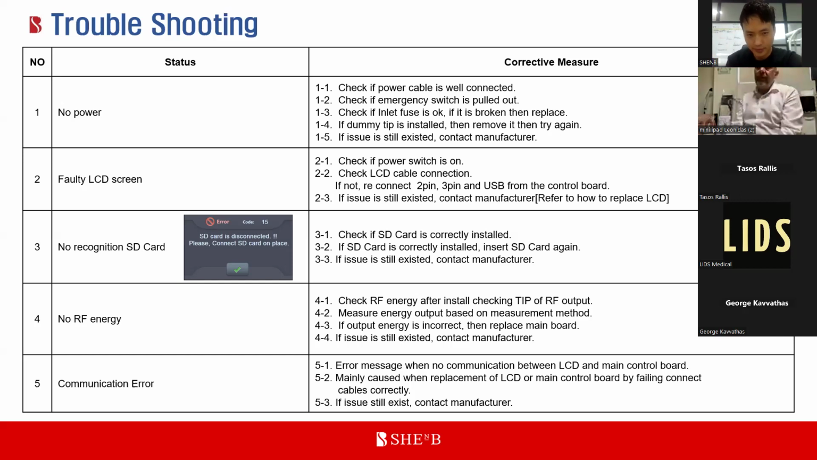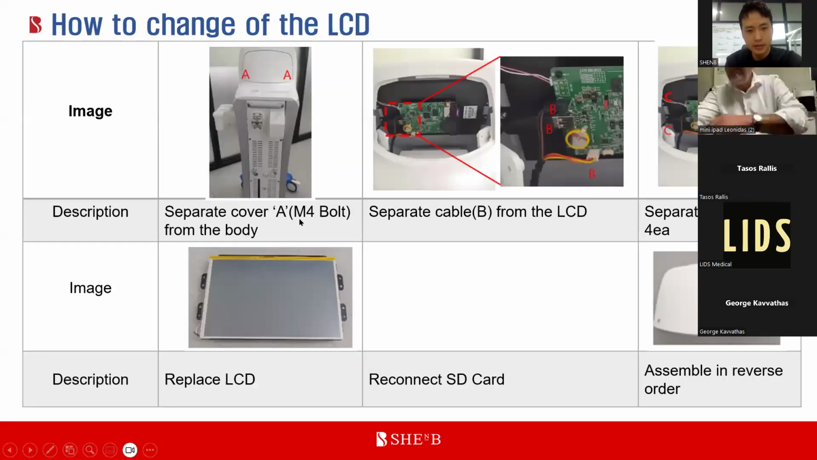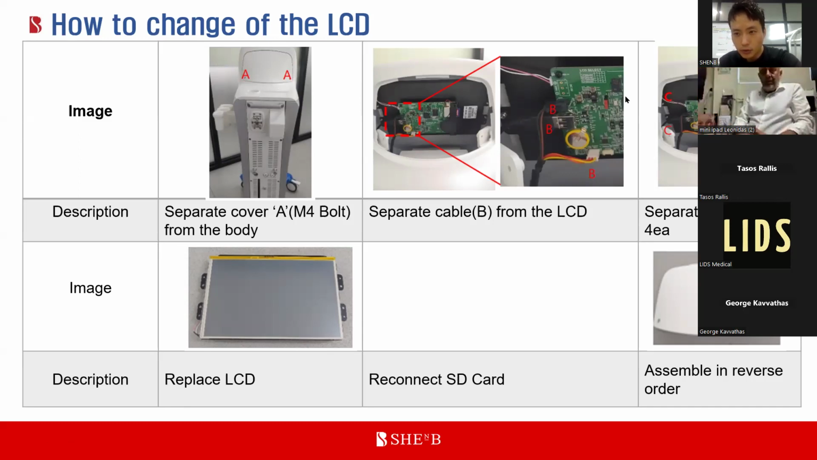Okay, thank you very much. All right, so I'll briefly show you the parts of the device. Firstly, it is the LCD panel. If we see the back side of the machine, there will be an LCD cover with two bolts. If we unscrew these, we can see the LCD panel backside.